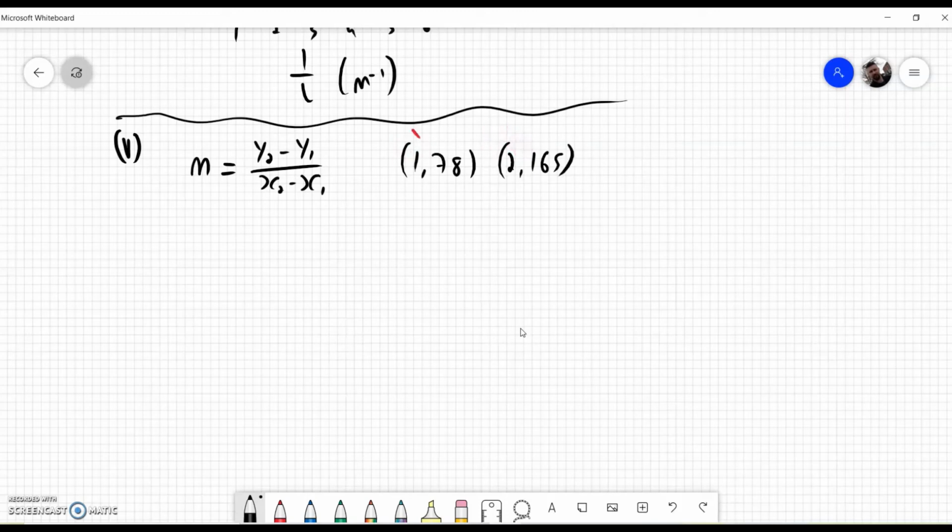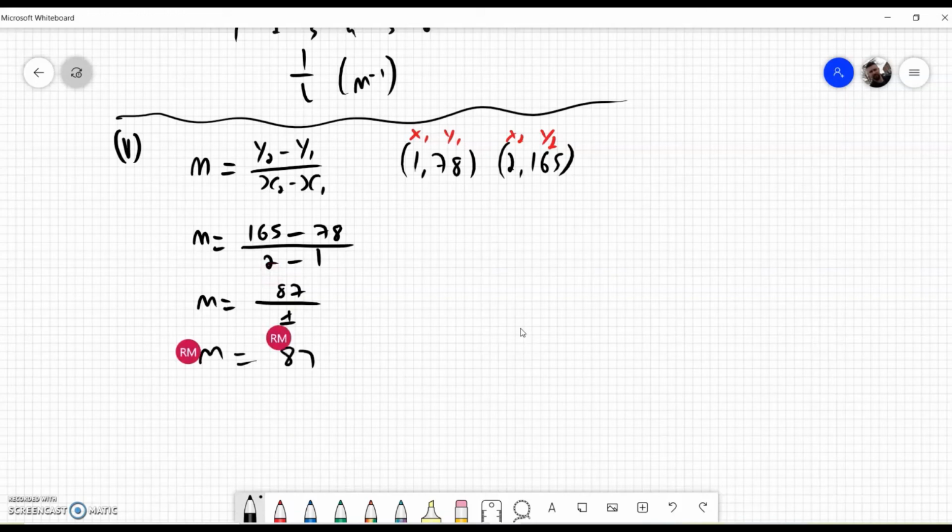So I label them as per usual, x1, y1, x2, y2. So that's going to give me my slope is equal to 165 minus 78 over 2 minus 1. That's going to be a nice easy one because that's going to make my run, or my x2 minus x1, have a value of 1. And when I subtract the top numbers, just let me check on the calculator, 165 subtract 78 gives me a value of 87. Okay, so my slope is equal to 87.